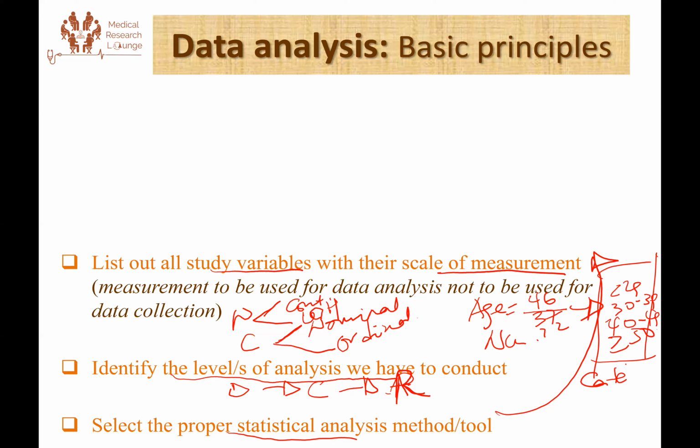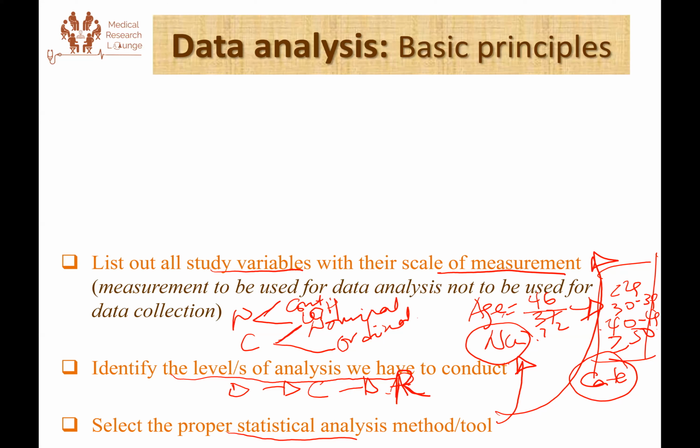So the scale of measurement that we are going to look for is the scale of measurement that we are planning to use for data analysis. So for age, if I'm planning to use it as a categorical variable, then the proper statistical tool that I should use is the tool that we use for categorical summarization. But if I decide to keep it as a numerical variable in its original data collection scale, then the proper statistical analysis method that I should use to summarize it is the one that we use for numerical variables. So we have to make sure: am I going to stick to the original scale of measurement that I used for the data collection, or am I going to change it into another scale of measurement for the purpose of data analysis?